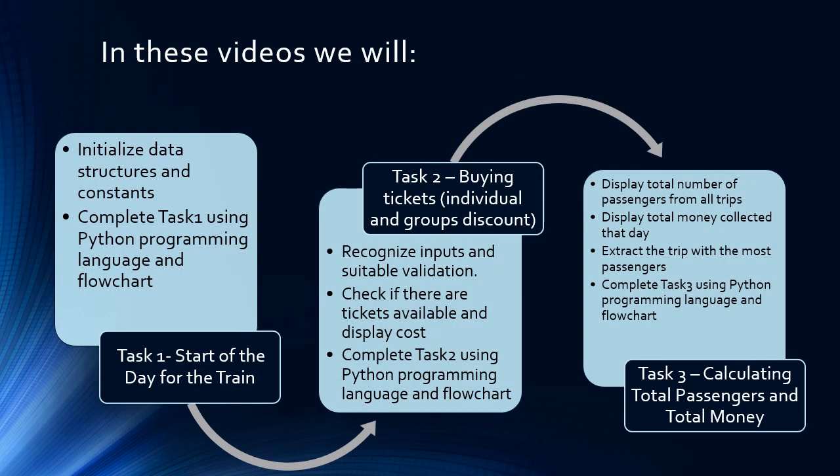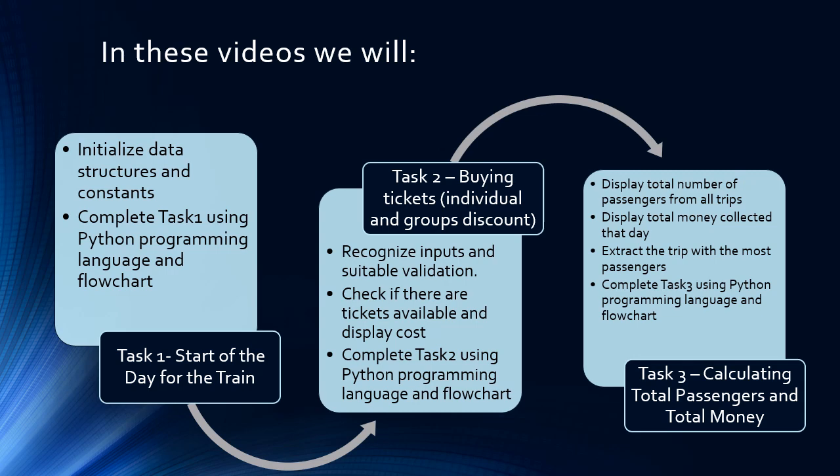So in these videos, we're going to talk about, in task 1, the start of the day for the train. We have to initialize some data structures and a constant, and we're going to complete the task with the Python programming language and showing flowcharts. In the next video, we'll talk about task 2, when individuals and groups buy tickets.